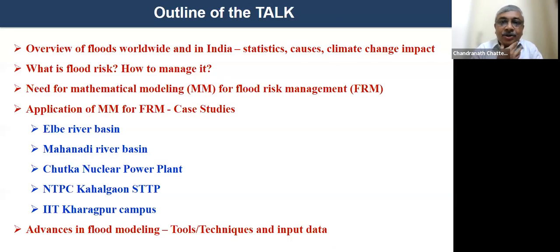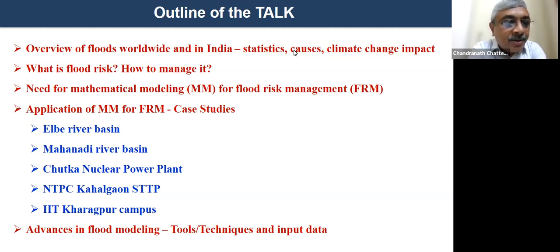So this is the outline of the talk. Initially, I'll talk a couple of minutes on the overview of floods worldwide and in India, without really going into the statistics part of it, and what impact climate change has on these floods. Then I'll follow it up with what flood risk is and how to manage it. Subsequently, I'll deal with the need for mathematical modeling for flood risk management, followed by some applications and case studies.